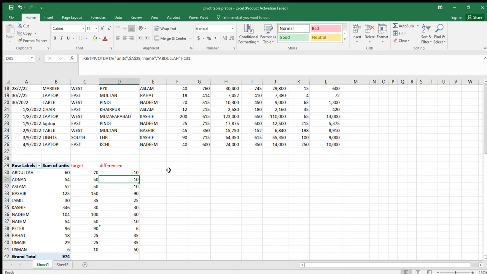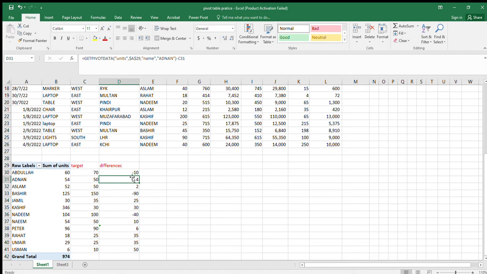In the formula, I think there's a problem. This one is the actual sum minus this one, the target. Here we have the target given. This one is okay. Units sold minus target. He has a shortage of 10.